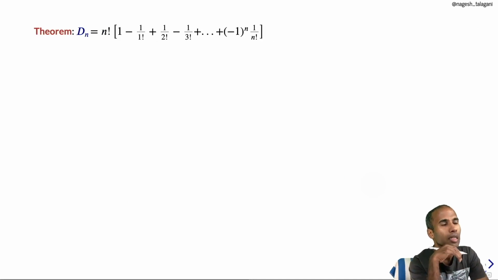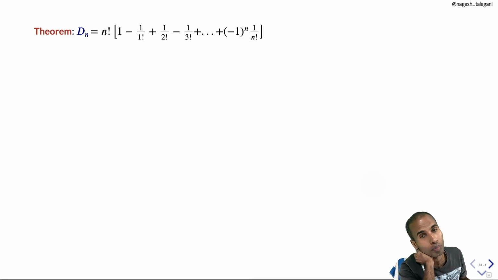Theorem: Dn is going to be n factorial times (1 minus 1 by 1 factorial plus 1 by 2 factorial minus 1 by 3 factorial plus and so on, minus 1 to the power of n into 1 by n factorial). Okay, so this is the count for the number of derangements of n objects. Let's try to prove this.